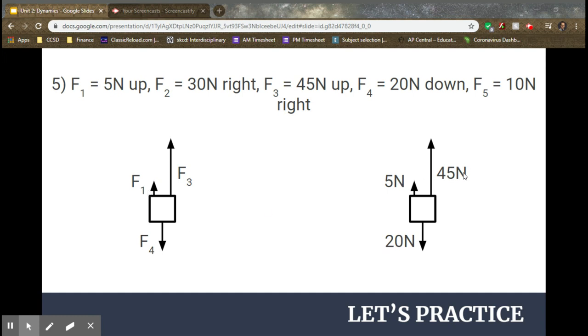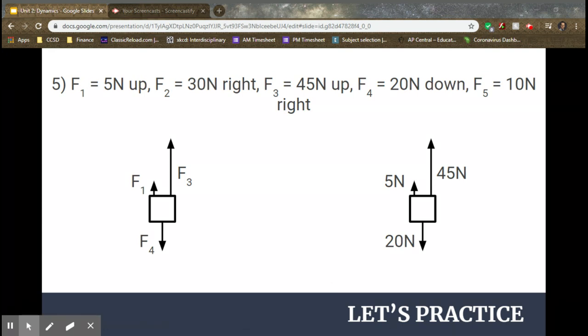You could have just put the actual size of the forces. Notice the length of my arrows. All right. The longest arrow is the 45 newtons. The middle arrow is the 20 newtons. And the smallest arrow is the 5 newtons.